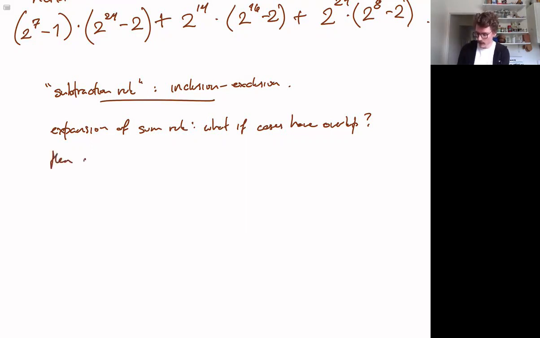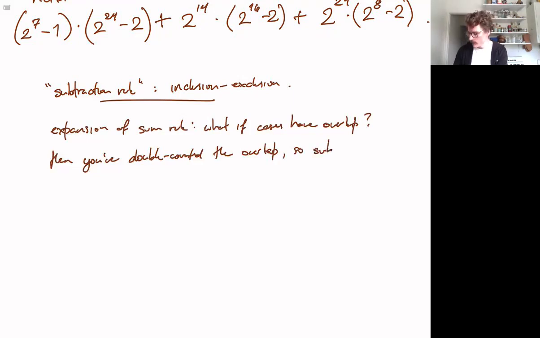Then, if you use the sum rule, you've double counted the overlap. Because if you're adding these cases plus these cases, the overlap gets added twice, because you're adding it both times. And so there's a simple way to fix this, which is just to subtract it back off. So you double counted the overlap, so subtract it to get the correct count.